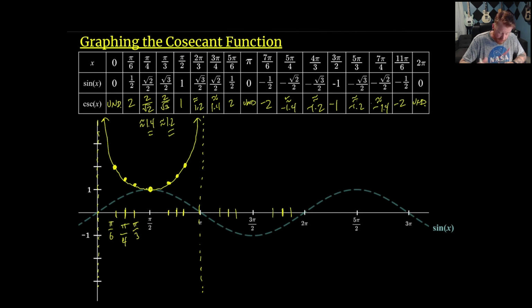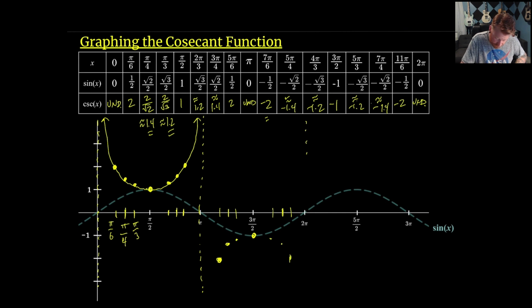So let's see what's happening on the other side of pi. So now at 7 pi over 6, we want to have a value of -2. So -2 is going to be down here. There's 7 pi over 6. At 5 pi over 4, we're -1.4, so that is about here. At 4 pi over 3, we're -1.2, which is about there. And then at 3 pi over 2, we are at -1. So there's -1, and then it'll turn around on the other side and come back down.